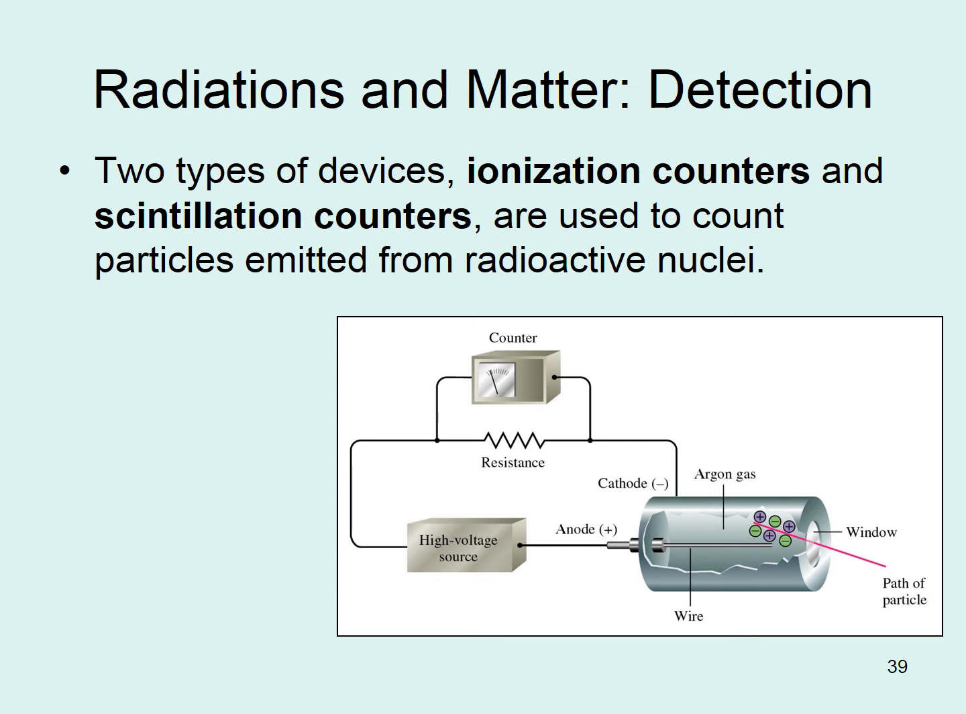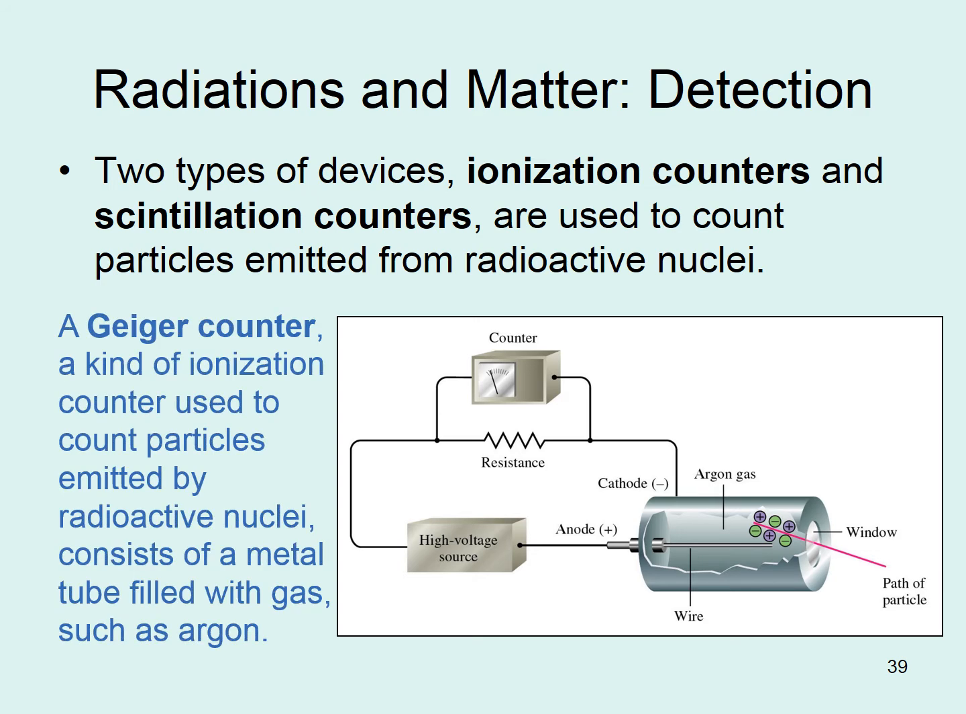So there's two types of ways of detecting. One is an ionization counter and one is a scintillation counter. They're just used to count particles emitted. This picture here is a Geiger counter, which is a type of ionization counter. Basically, the radioactive nuclei goes into the tube, and there's argon gas, and it causes charged particles to be produced, which are detected. Not critical that you understand the system behind it.